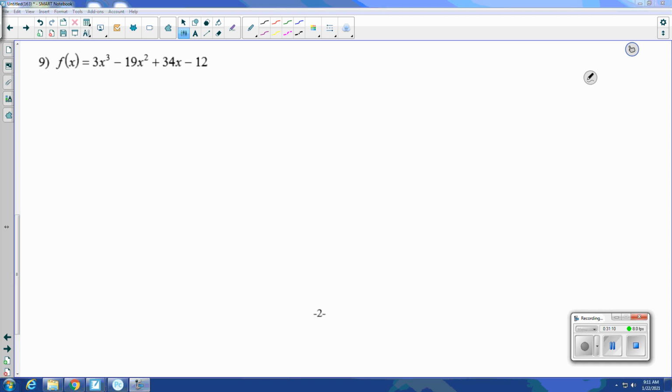All right, here we are. Last problem. Can't factor, no GCF, no grouping, no sum or difference of cubes. So let's jump over to rational root theorem.